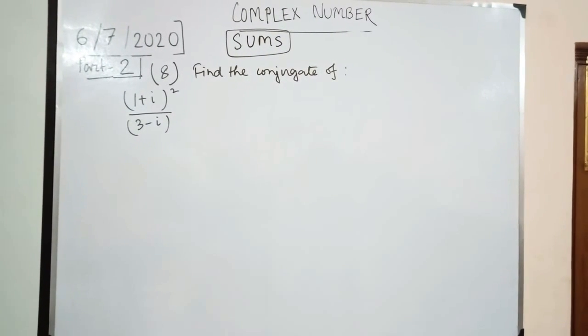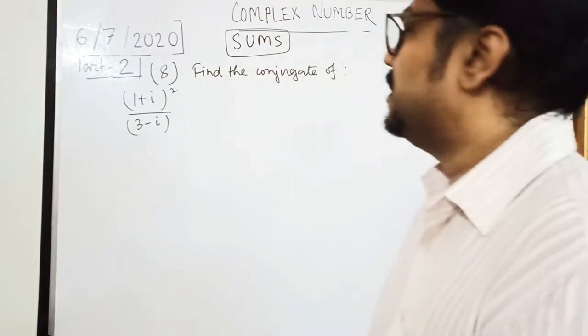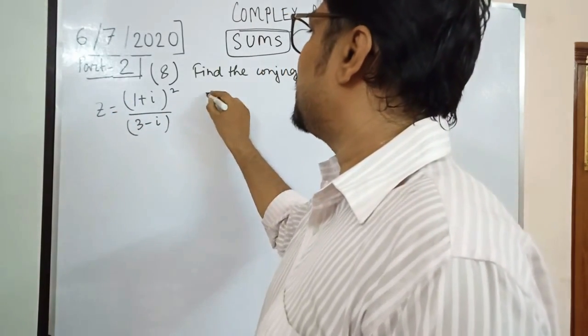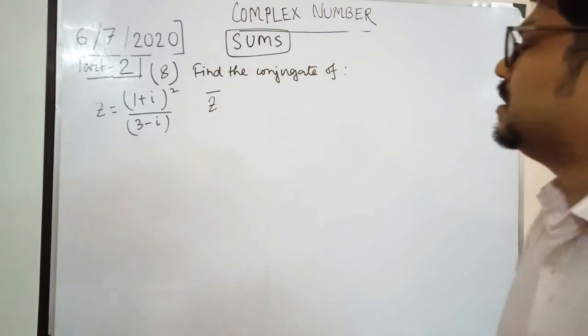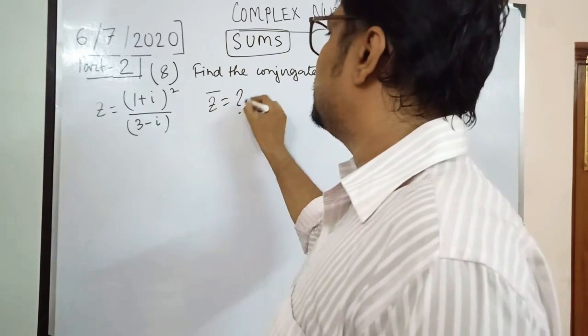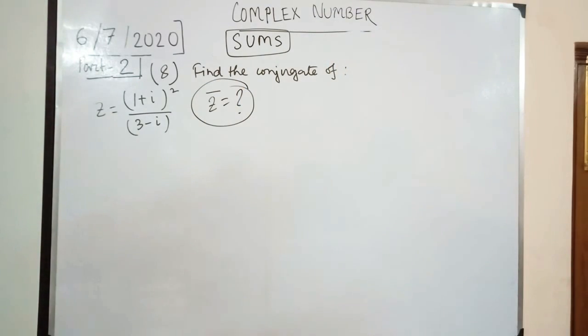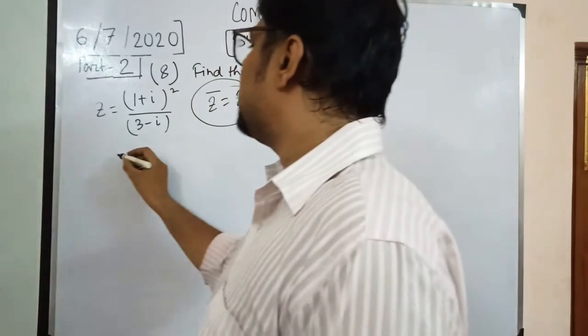So next sum is, we have to find the conjugate of this number. So z equals to, given this, we have to find out what? Z bar. Okay. So we have to find the conjugate. So you know the conjugate. What is conjugate? You have to find out a plus ib first. Then you can change it into a minus ib. So that's what we can do.